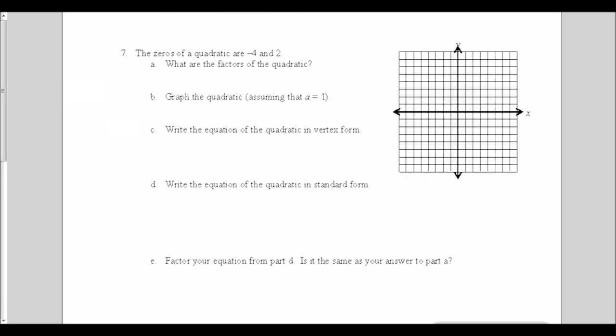On number 7, we're starting with the zeros of the quadratic. The zeros of the quadratic are x equals negative 4 and x equals 2. Pause the video while you try to answer all the parts from question number 7 for this quadratic.